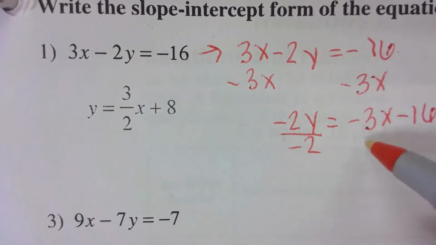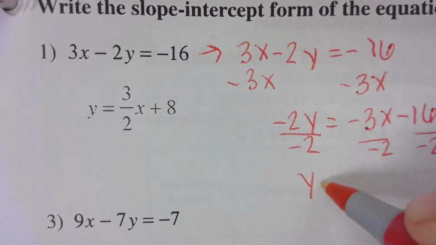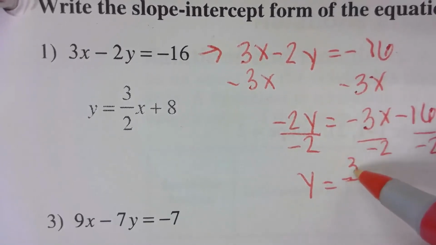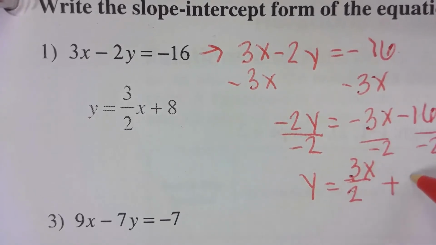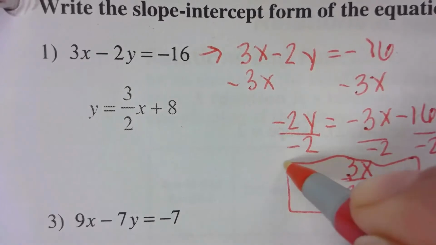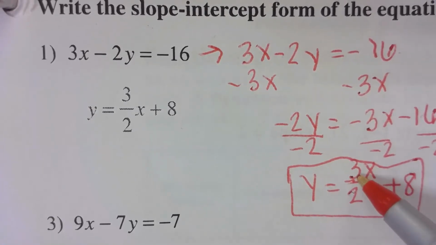Divide everything by 2, so that your y is alone. A negative divided by a negative is a positive. So you get 3 over 2x plus 8.